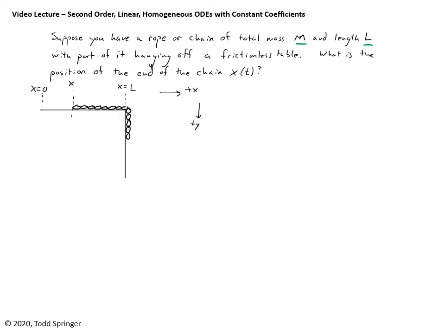So that's important, frictionless. I want to know basically what is the position of this thing as a function of time. As this chain is sliding off the table, how do I describe where its end is? I want to know the position of this end point here as a function of time. Okay, so take a minute to see if you can try to visualize it.